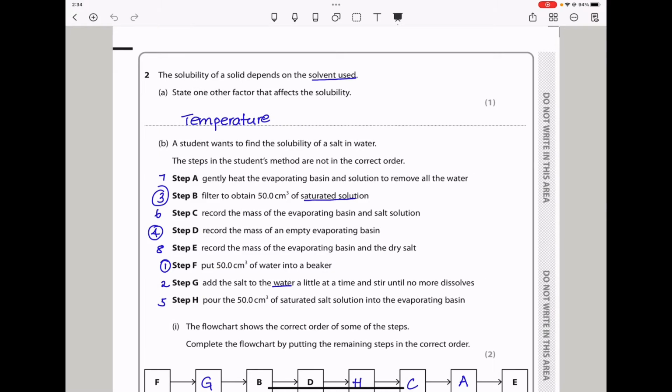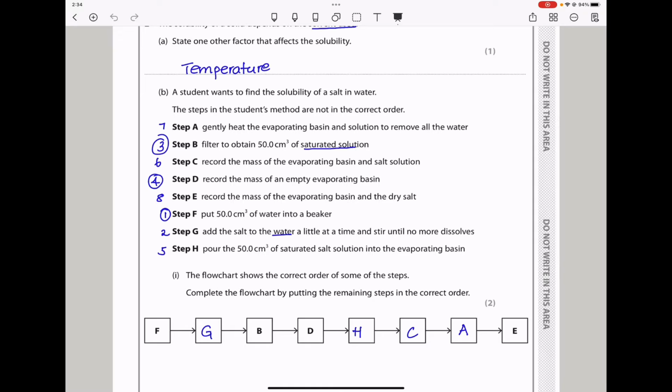Question 2. The solubility of a solid depends on the solvent used. State one other factor that affects the solubility. Solubility is affected by temperature. The higher the temperature, the higher the solubility of a solid in a solvent. Then in part B, they say a student wants to find the solubility of a salt in water. The steps in the student's method are not in the correct order. So they've given us this specific order.